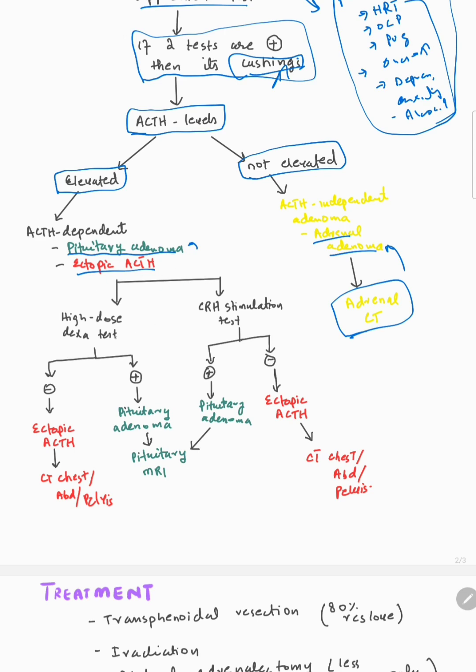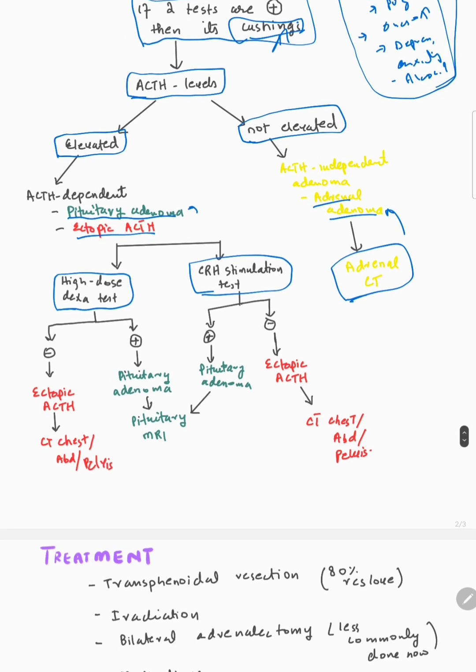For that, we can either do a high dose dexamethasone suppression test or a CRH stimulation test. If we do the high dose dexamethasone suppression test, and if the cortisol is suppressed, which means it is positive, then it's pituitary adenoma, or Cushing's disease. Adenoma can be suppressed by the high dose dexamethasone suppression test.